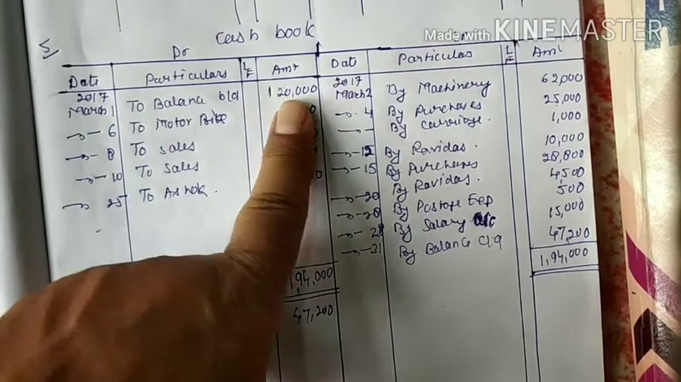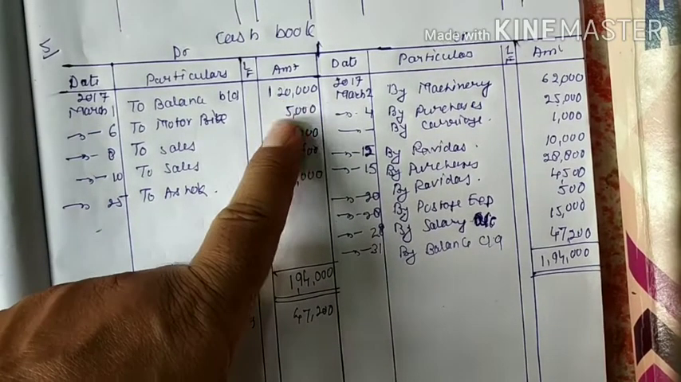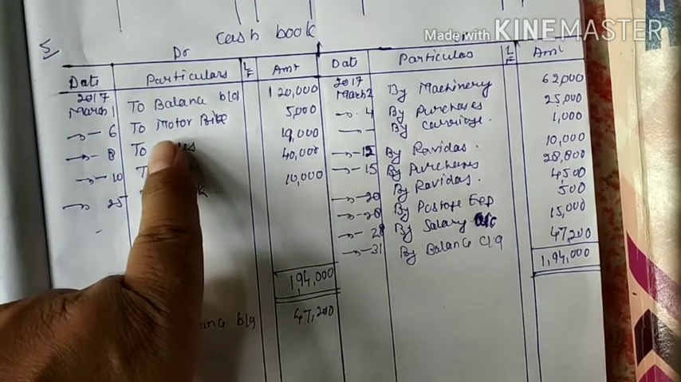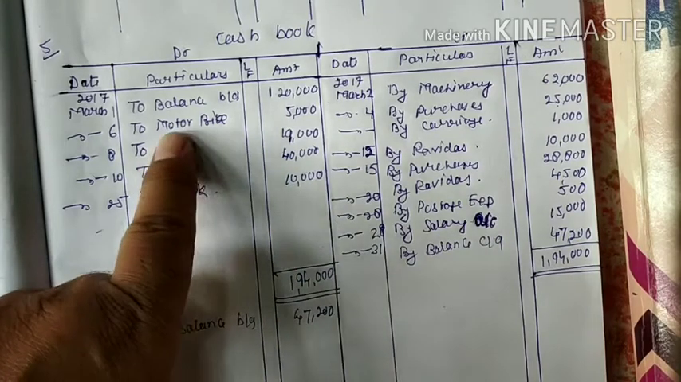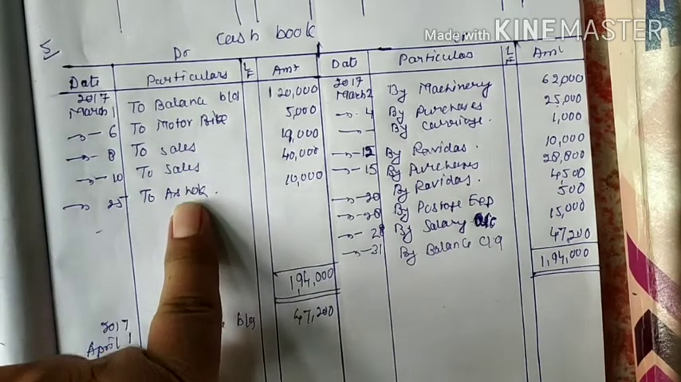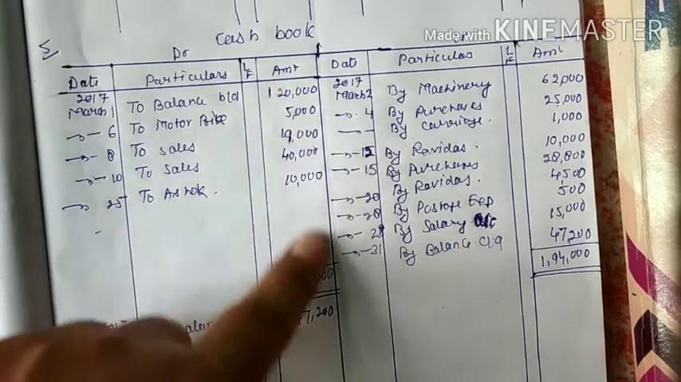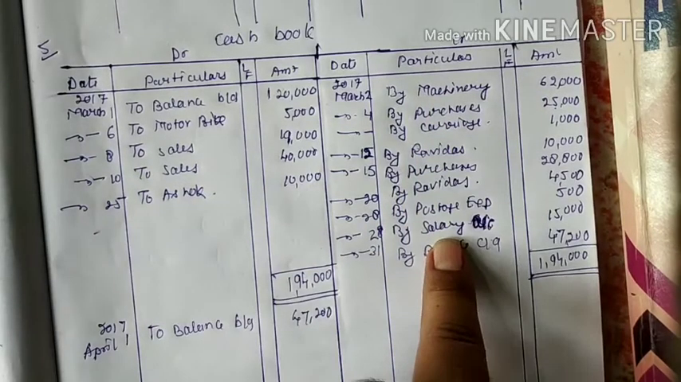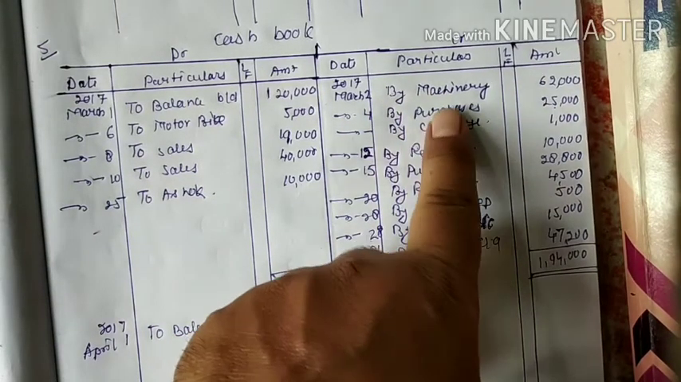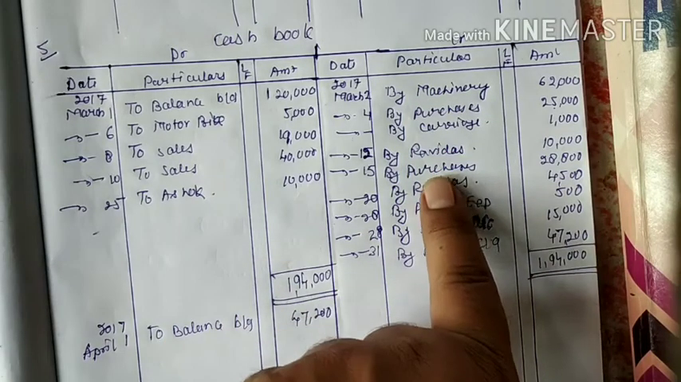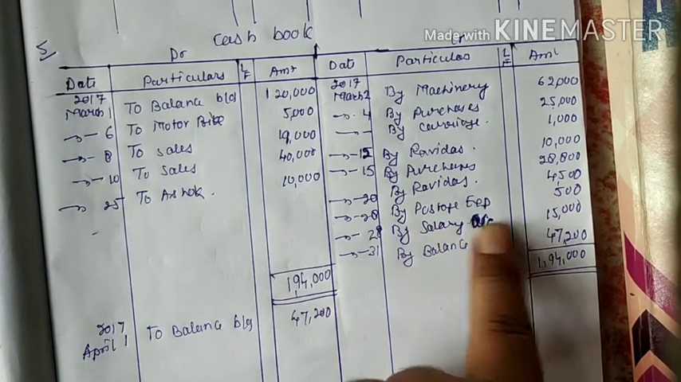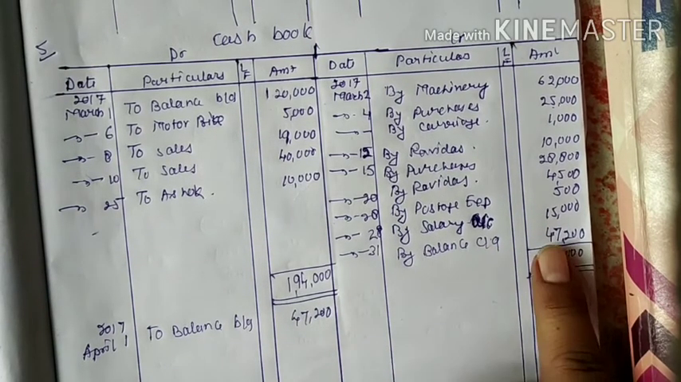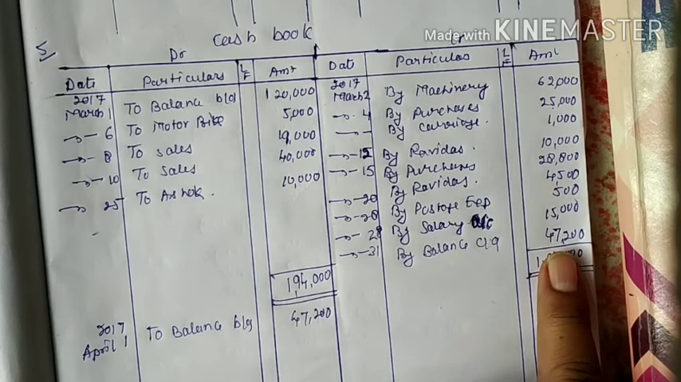So this was the opening balance, 1,20,000, and all these amounts were received by the business on account of different things like sale of motorbike, sales received by cash. So the total amount is 1,94,000. Out of this, these amounts were paid, for buying machinery, purchases, carriage, Ravidas, postage expense, salary. So after paying all that, how much amount is left? 47,200 is left with the business.